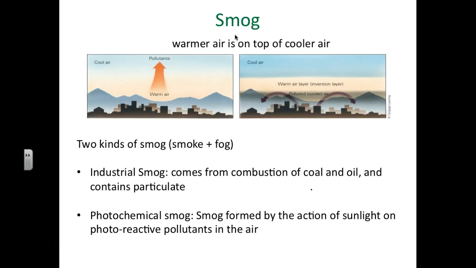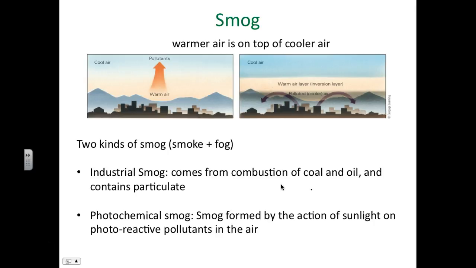Chapter 4, Part 5 is all about smog. So there's two kinds of smog. There's industrial smog and photochemical smog. And industrial smog comes from the combustion of coal and oil and other different kinds of industries.